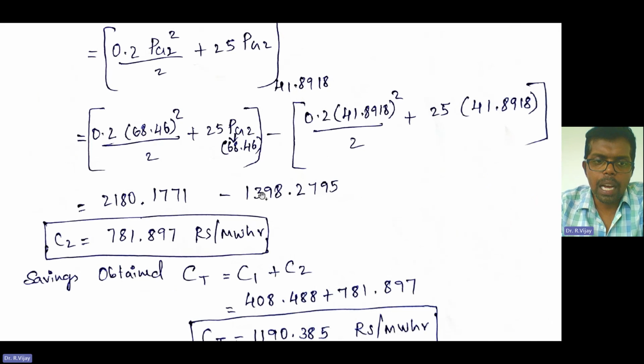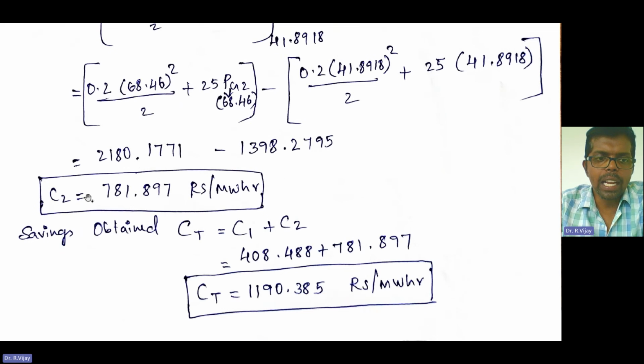After simplification, you will get 2180.1771 minus 1398.2795. So the C2 answer is 781.897 rupees per megawatt hour. So what is the total savings obtained? The total cost CT is equal to C1 plus C2. That is, FT is equal to F1 plus F2.